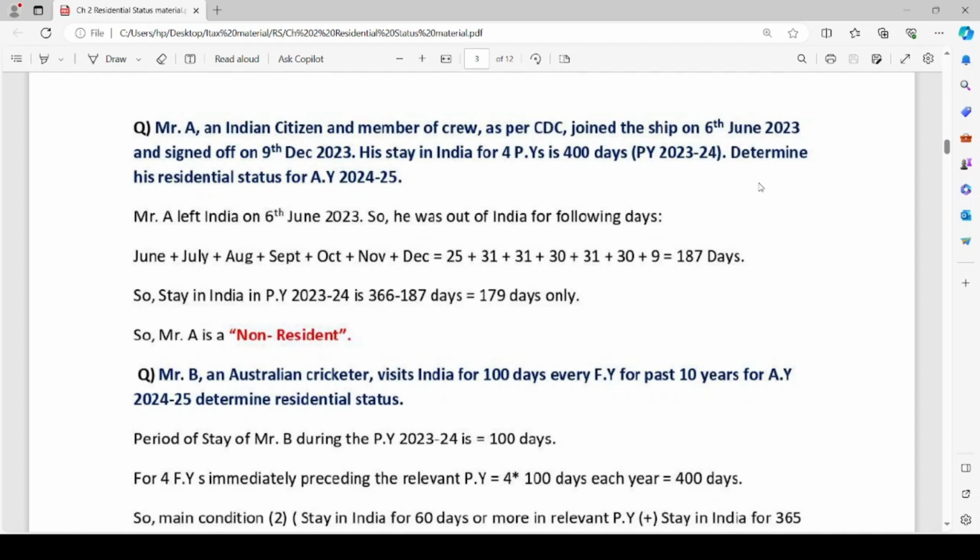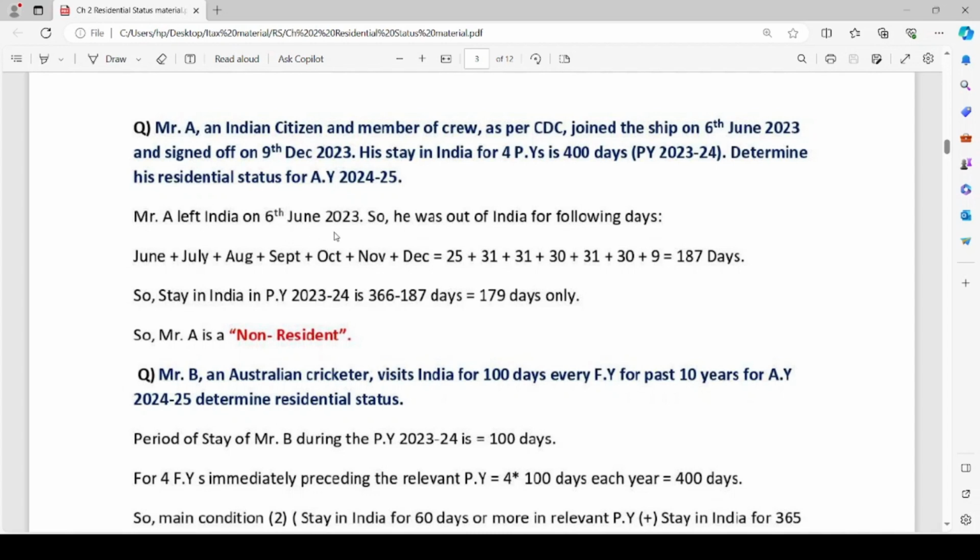Here, Mr. A, an Indian citizen, he left India on 6th June 2023. As per the CDC, it is mentioned that he has joined the ship on 6th June 2023 and signed off on 9th December 2023. So, while calculating his period of stay in India, we have to exclude this from and to period. That is from 6th June to 9th December.